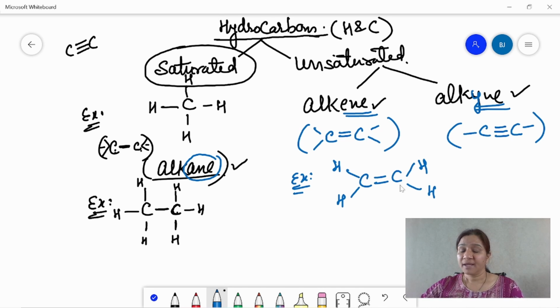That is why you can see that since we do not have sufficient hydrogen to fulfill all the 4 valencies, we need to make a double bond between the carbon atoms. Such class of compounds are known as alkenes.